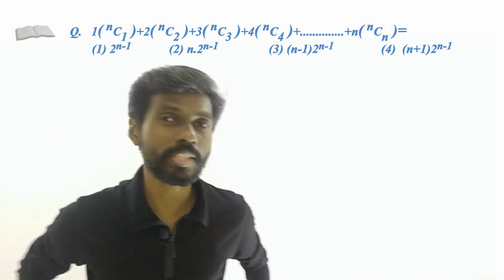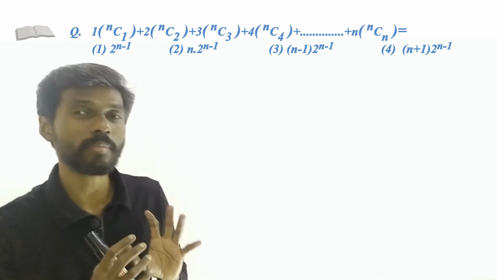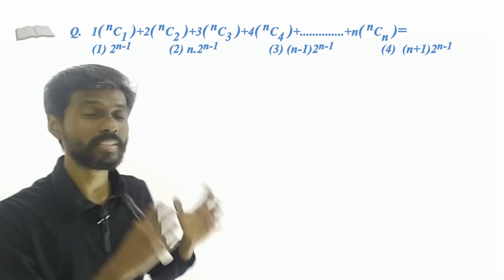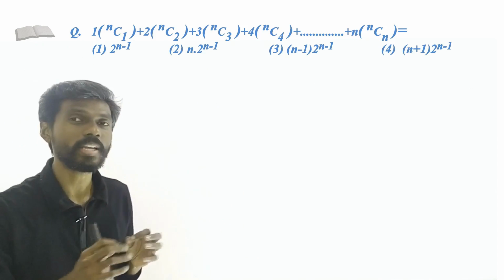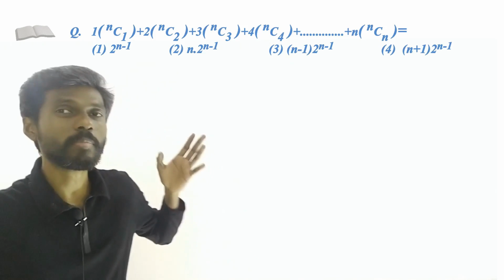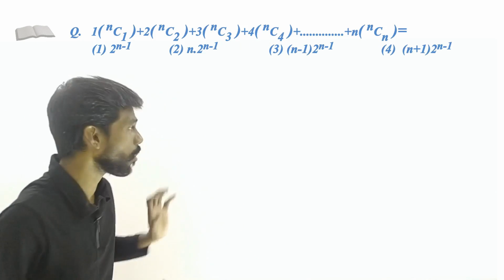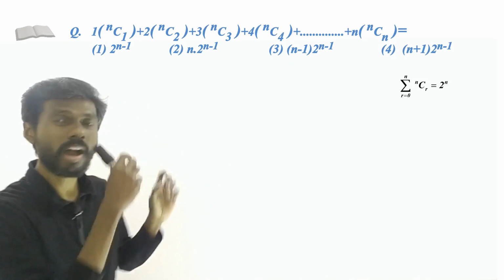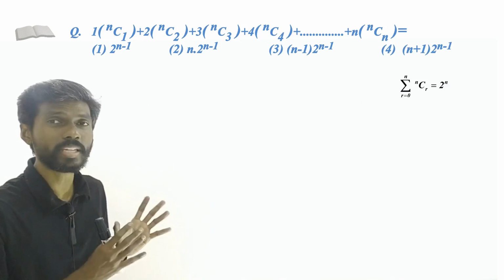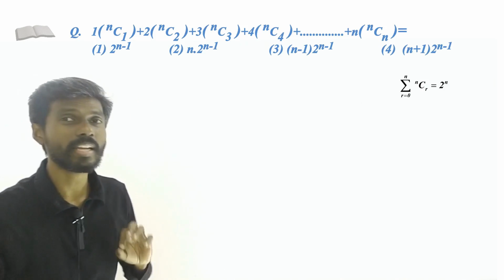Here the binomial coefficients are multiplied by the natural numbers, right? The first term is multiplied by 1, second term multiplied by 2, third term multiplied by 3, etc. Right? 1 multiplied by nc1, 2 times nc2, etc. Alright, so we have to find this sum. If these numbers 1, 2, 3 are not there, we have the direct formula, sum of all binomial coefficients. So this is the formula we are already familiar with, right? Sum of all NCR, the sigma r is from 0 to n, NCR, that equals 2 to the power n. This formula we are already familiar with.